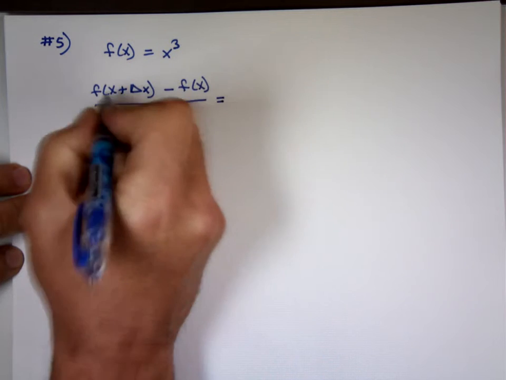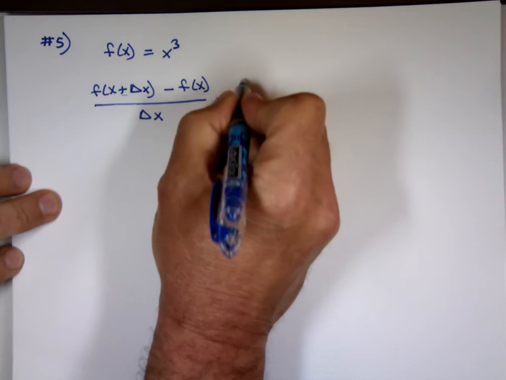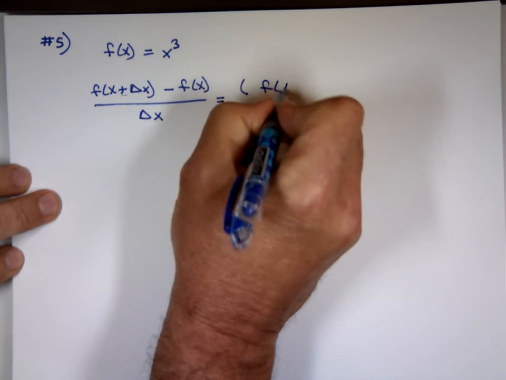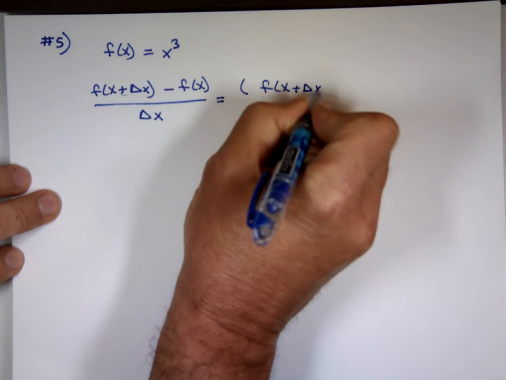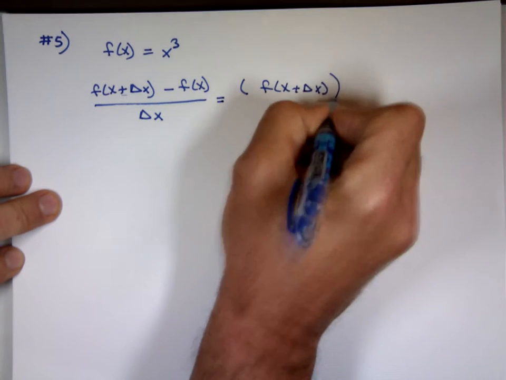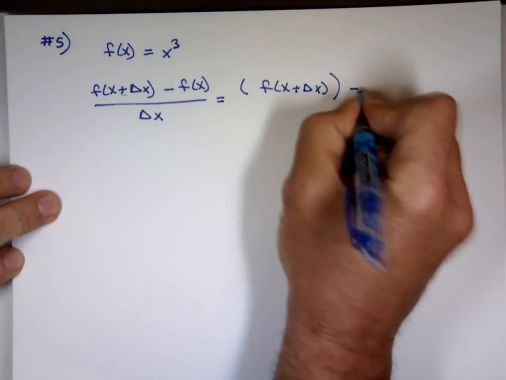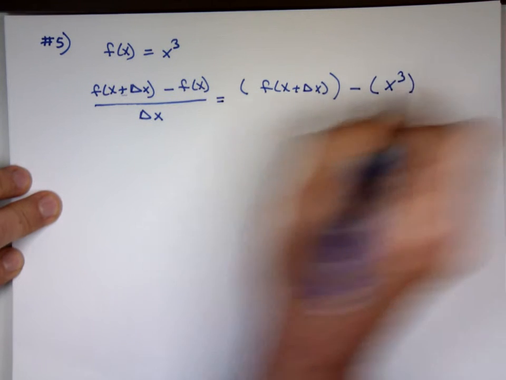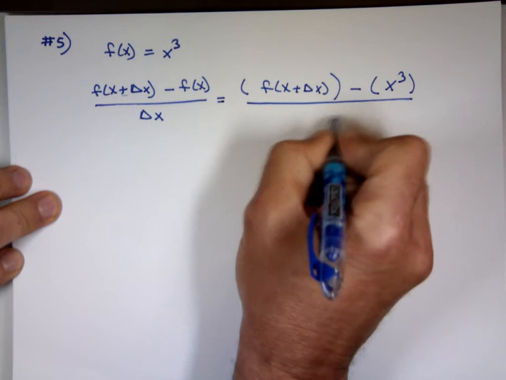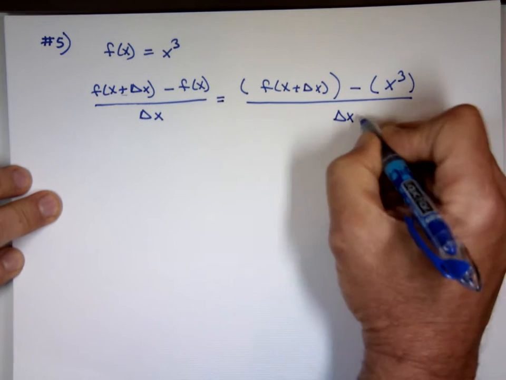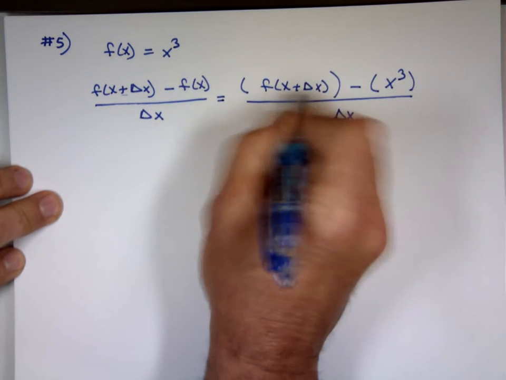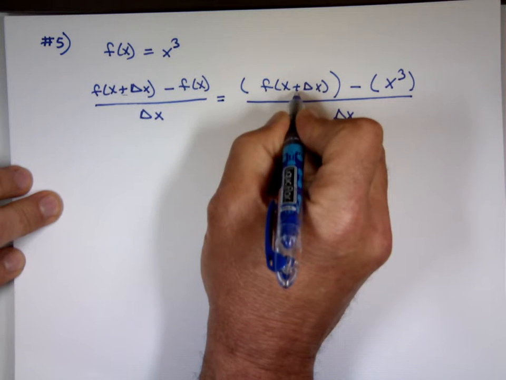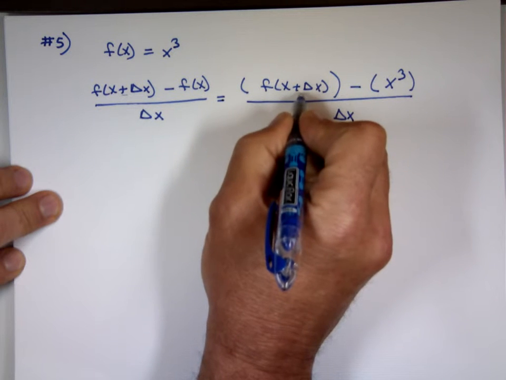I need to find what this one is. I have no idea what this one is. But once I find the answer to it, I'm going to subtract from it what? F of x, which is what? X cubed. And take the result and divide it by what? Delta x. So I know this and I know that. This is the only thing that I don't know the answer to. Well, how do you get the answer to that?